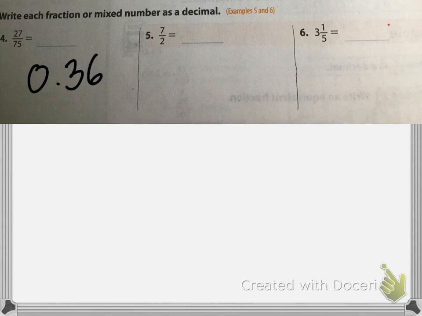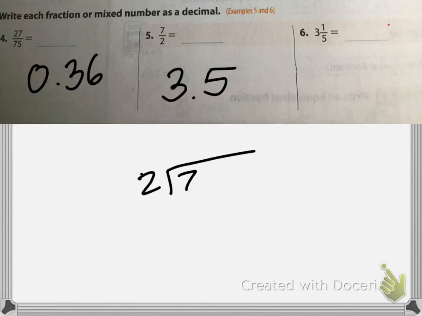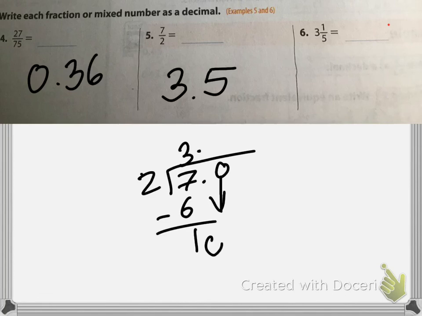Same thing here. Number 5. Who wants to answer number 5? Jack, what'd you get for 5? I got 3 5/10. Perfect. 3.5. All we did, we found out first of all, we know 2 goes into 7. It goes in 3 times. That's 6. We subtract, we get 1 decimal. Bring down our 0. 2 goes into 10 5 times. 3 5/10.